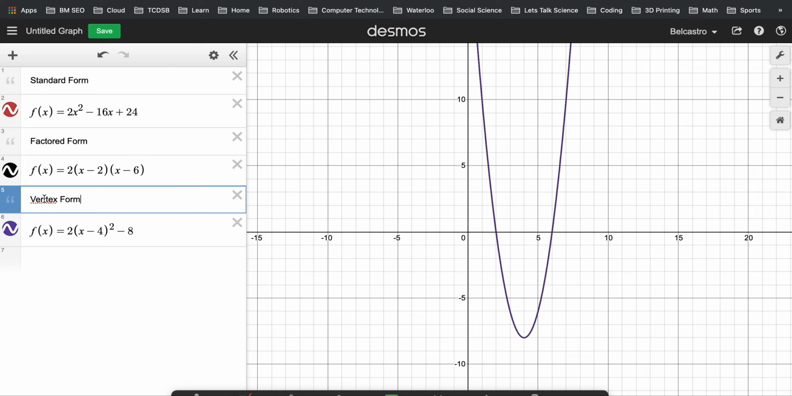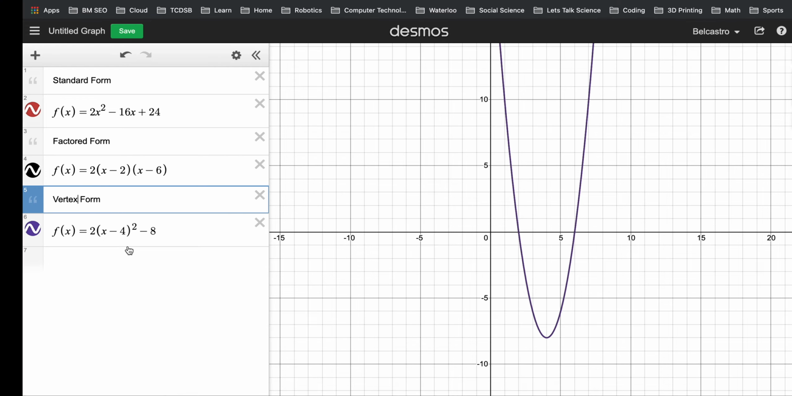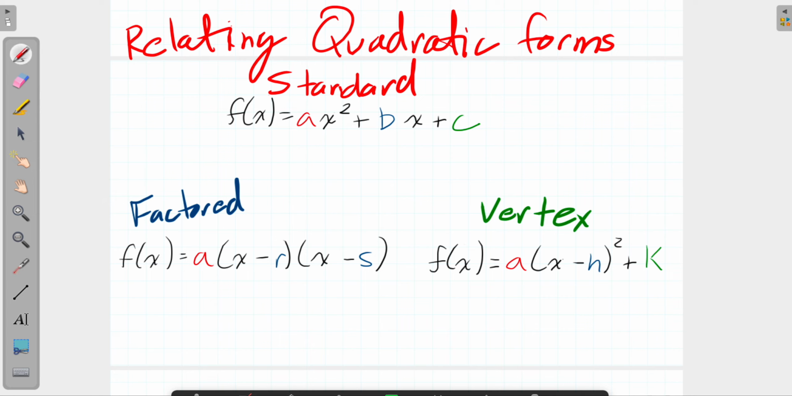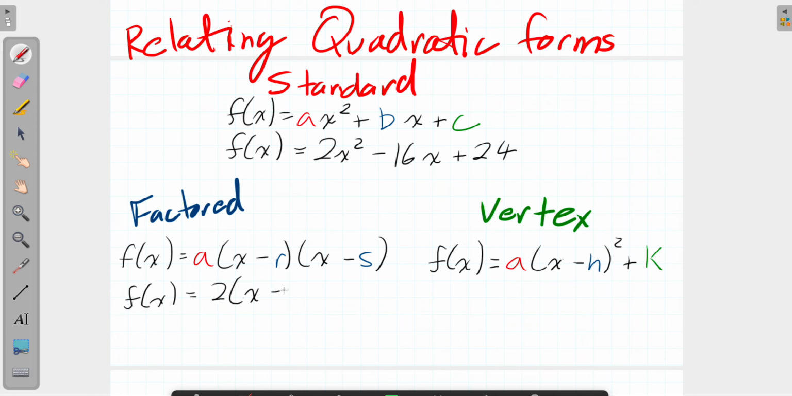Okay, I'm going to spell it right. We're going to rewrite them on the other page, and then we're going to talk about how we can find different pieces of graphical information from each of them. So 2, -16, and 24 is the standard form. So this quadratic in standard form is written as f of x is equal to 2x squared minus 16x plus 24, I believe it said. In factored form, it was f of x equal to 2(x minus 2)(x minus 6).